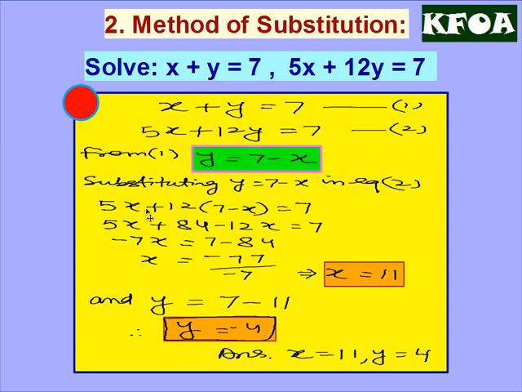So substitute in equation 2. So 5x and 12y. y is 7 minus x. When we simplify it, we get x value 11. And now it is normal. Whenever you get x value, you substitute in this form only. y equal to 7 minus x. So 7 minus 11, which gives you minus 4. So answer is x is equal to 11 and y is equal to minus 4.